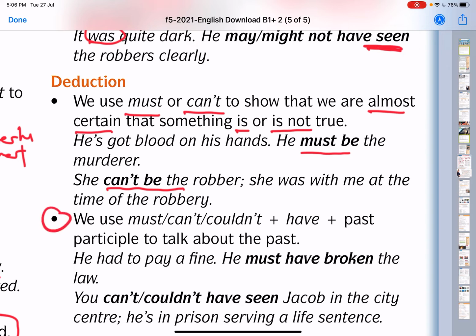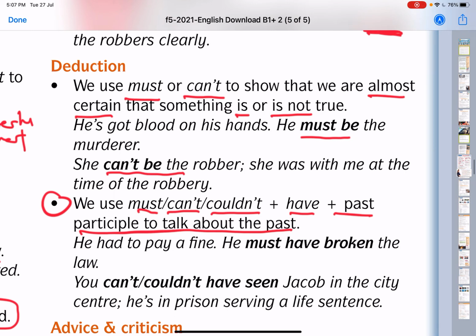Okay, next part. We use must, can or couldn't plus have and past participle to talk about the past. He had to pay a fine. He must have broken the law. So this is the participle. Alright. Participle. Again, this is to talk about the past. Kenapa? He had to pay a fine. Past tense. Benda dah berlaku.